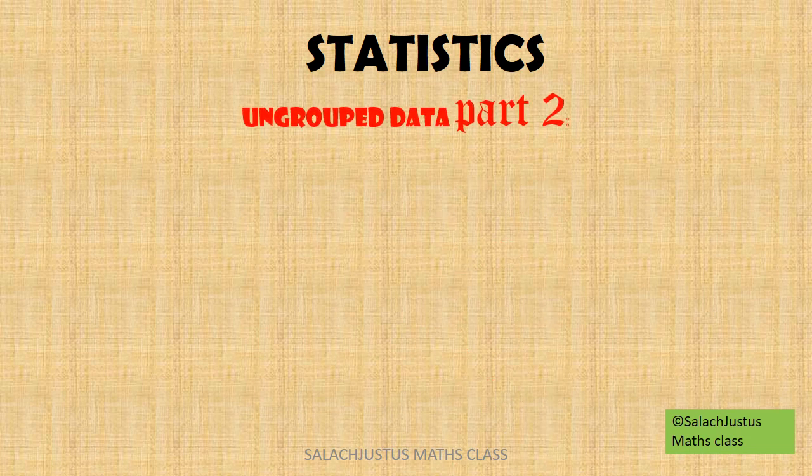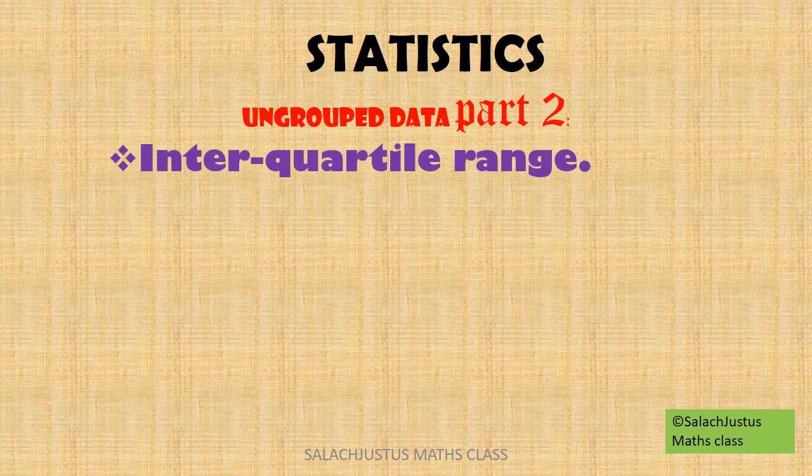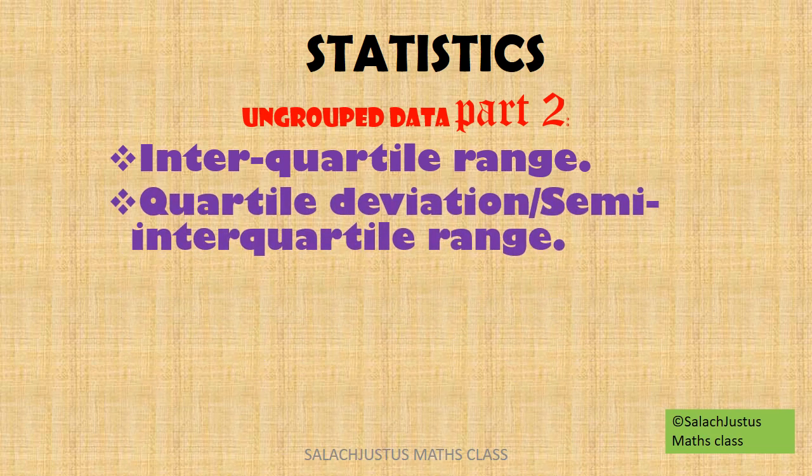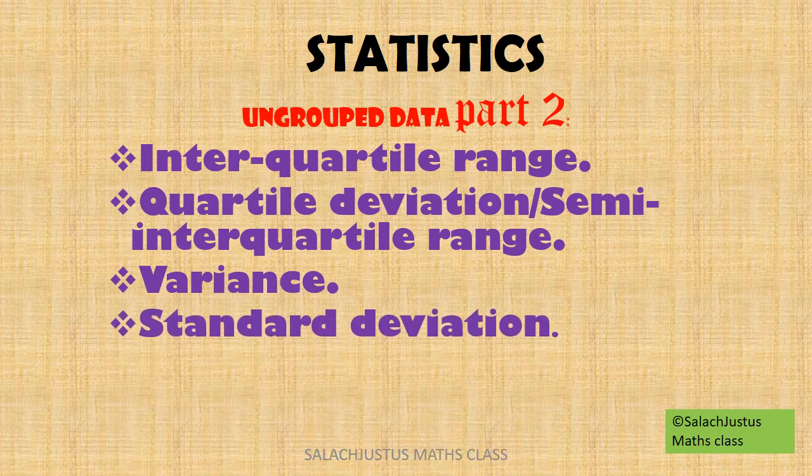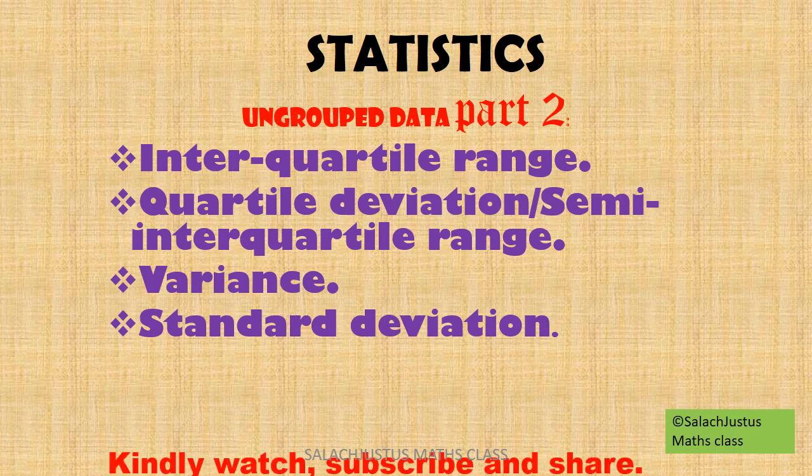Statistics is our topic. Our subtopic is ungrouped data, part 2. There is a part 1 of this subtopic. Kindly scroll down and watch part 1 so that you can get along. In this part, we shall discuss the interquartile range, the quartile deviation, also called the semi-interquartile range, the variance, and the standard deviation of the data, and we are going to discuss all of them using a question.